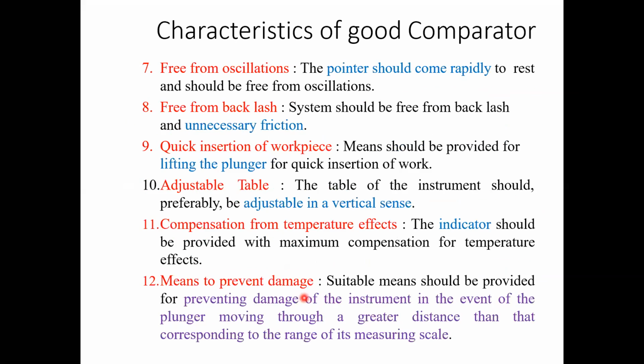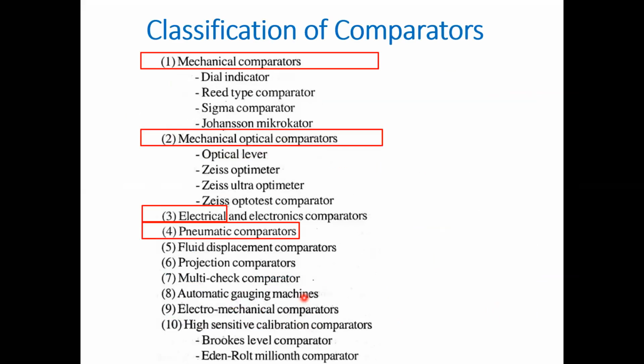These are already discussed in the previous classes. The classification of comparators is also completed, but two comparators are pending: electrical and electronic comparators and pneumatic comparators. In today's session, we are going to discuss electrical and electronic comparators and pneumatic comparators.